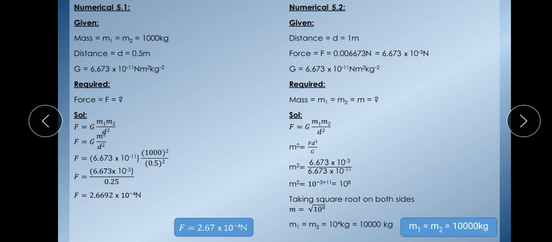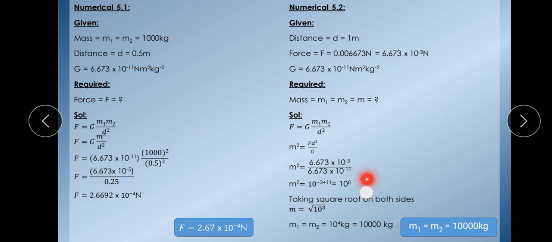So we are going to use the formula F is equal to G m1 m2 by d square. Students, as we know m1 is equal to m2, again we will take it as m square, and by rearranging, the equation will become m square is equal to F d square by G. Students, in the next step we will put the value of F, 6.673 multiplied by 10 power minus 3, into 1 whole square, which will become 1, divided by 6.673 multiplied by 10 raised to power minus 11.